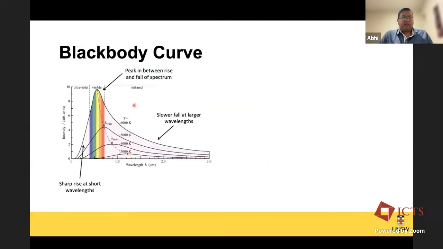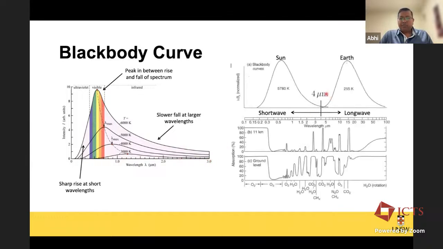Now, if I go back to the black body curve, you can see at different temperatures how the spectrum would change. This is the spectrum at 300 Kelvin, and as you go up, you can see the edges of the curve change drastically. You have a sharp rise at shorter wavelengths, and then slower falls at larger wavelengths, and the peak sits in between the rise and the fall of the spectrum. And then anything less than 4 micron would be in the visible, which I would show here.